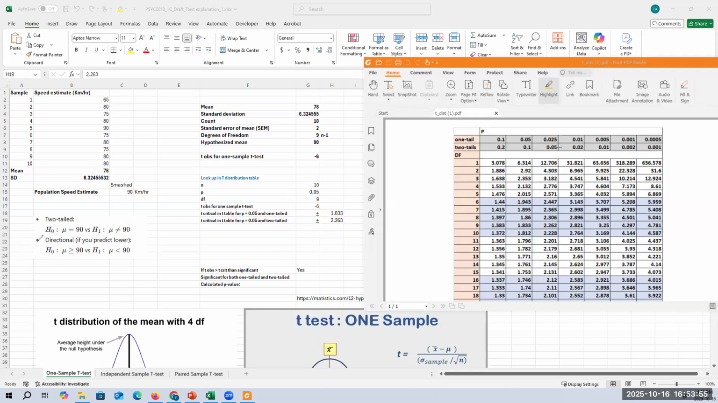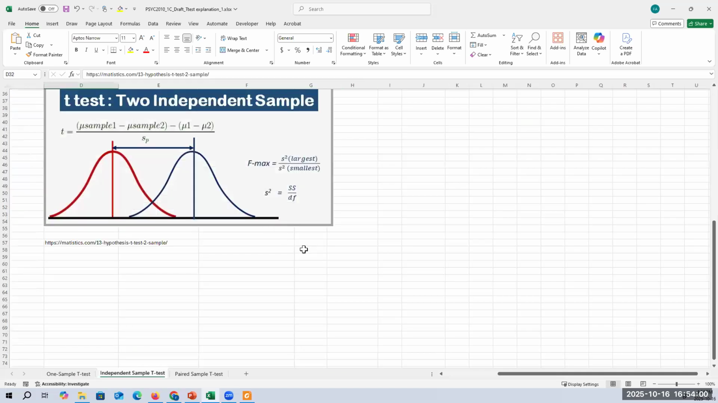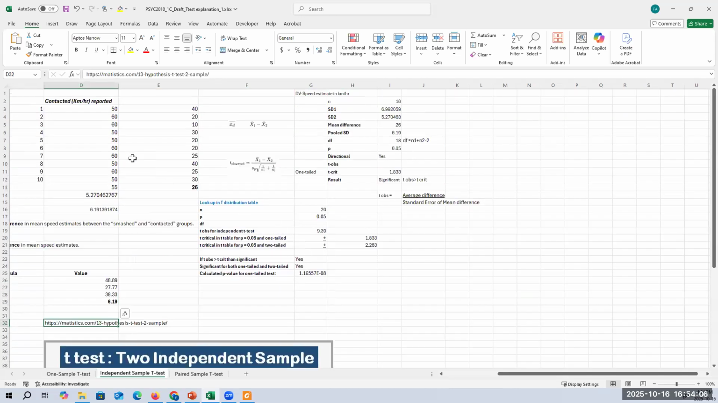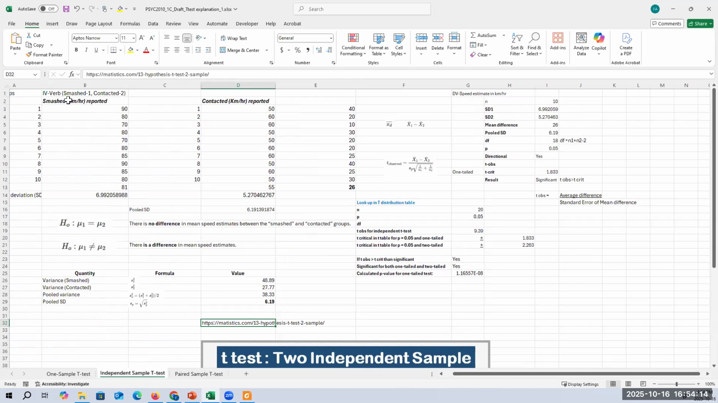Now, let's go to the independent sample t-test. This is the case where you have two different samples, two different groups. Let's say we test one group with the word contacted, and we test another group with the word smashed. And so these are the values that are obtained.